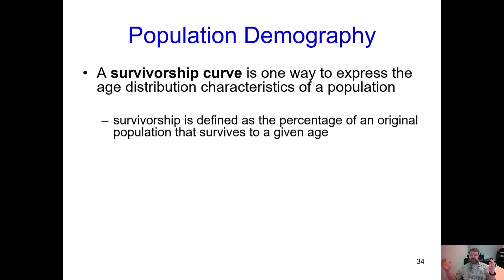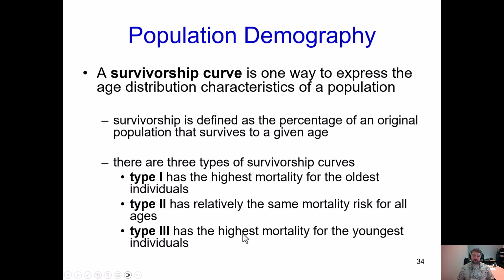Or are you going to have a high amount of survivability? And then how does that compare as time goes by? Okay? And there are really three survivorship curves, or three types of curves. Okay, so you have a type 1 where you have the highest mortality at the oldest individuals. So that means your mortality rate for young is very low, and then as they age, they'll get to a certain age, like a maximum age for that species, and then they'll start to crash. Their mortality is really high.